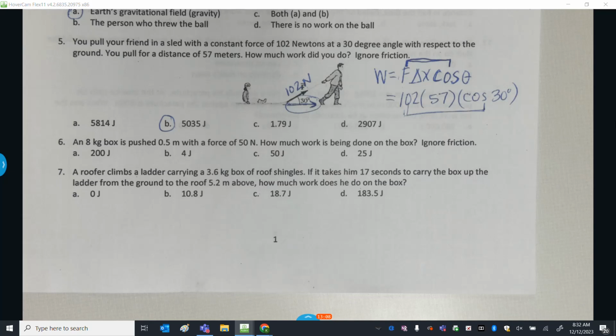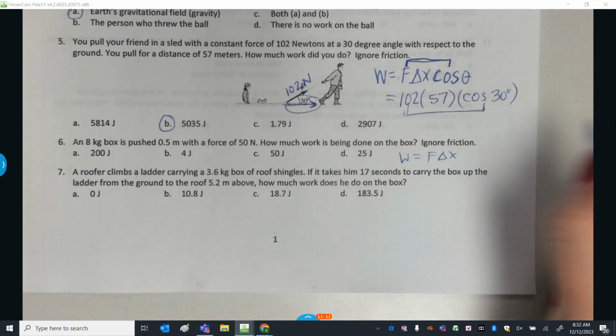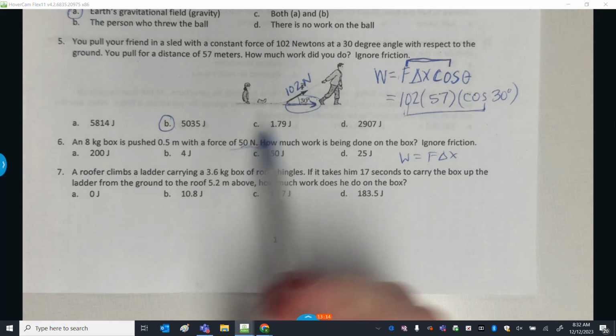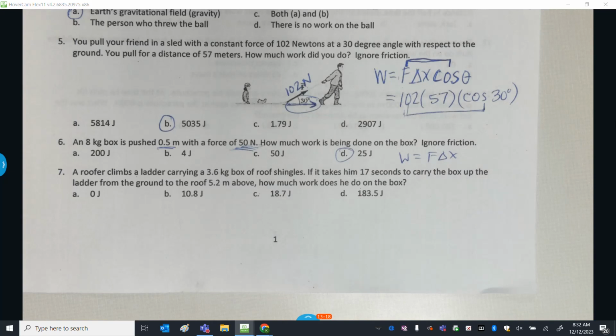Okay, so all you had to do here was force times displacement. Your force was 50, your displacement was 0.5. 50 times 0.5 was 25. The answer to number 6 was D, and as I said, every single person got that right. Number 7, though, was the 3rd most missed question. So if you missed questions, odds are that one of them was number 4, and there's a pretty good chance that one of them was number 7.